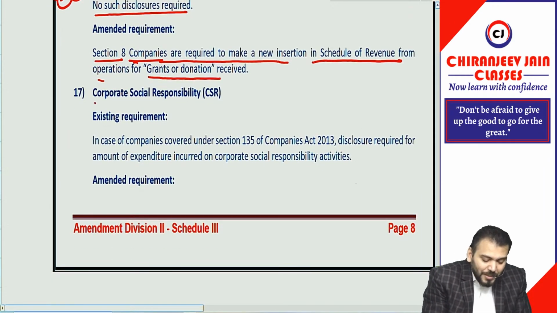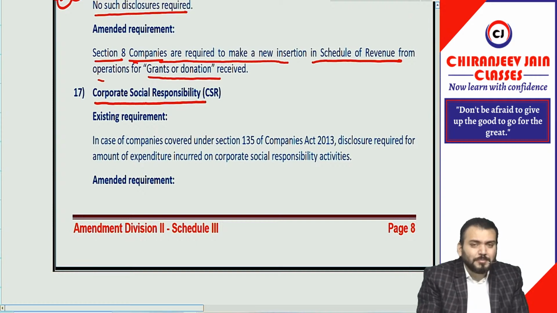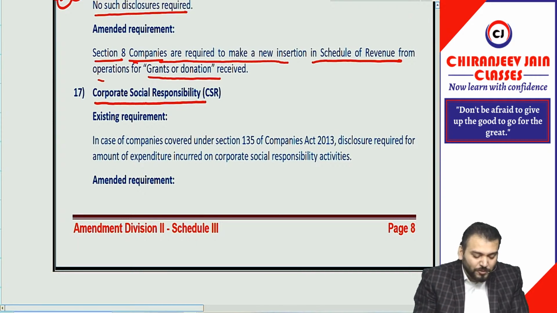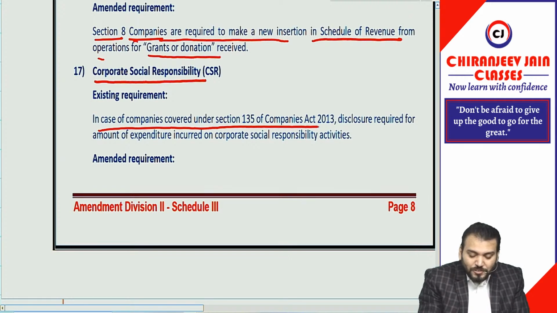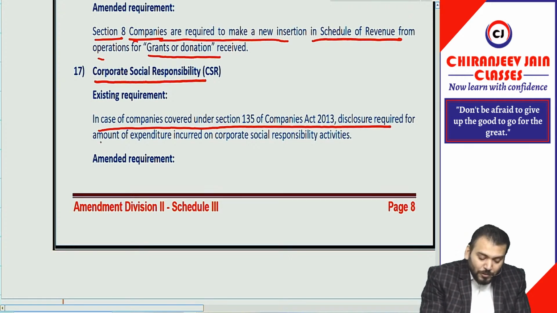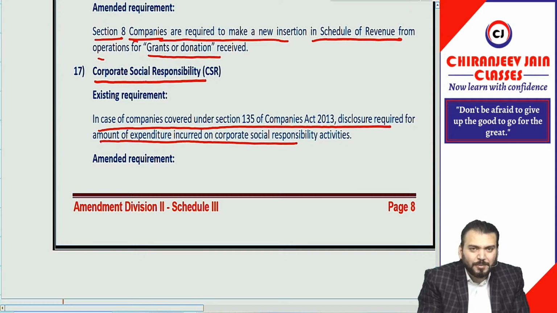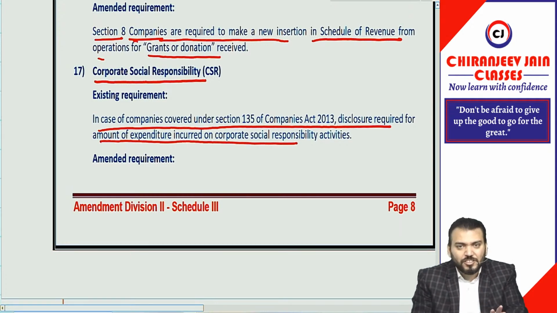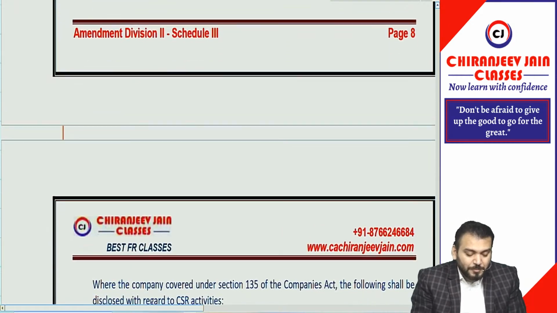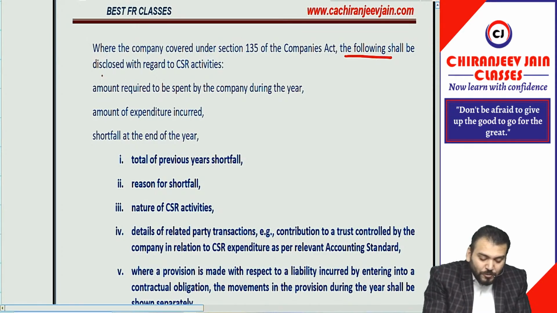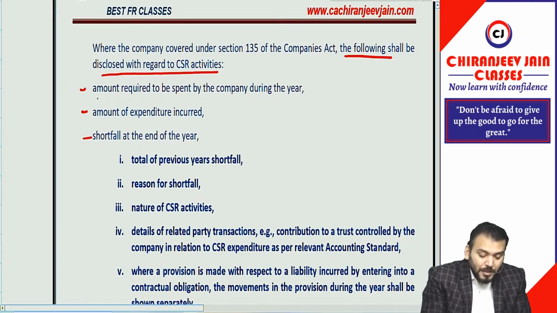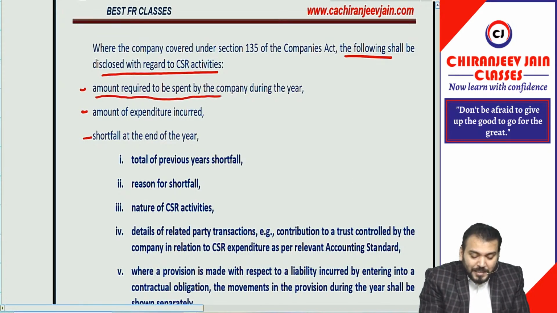Yes, sir. Then CSR means corporate social responsibility. As per the previous requirement, in case of companies covered under Section 135 of the Companies Act 2013, we used to disclose only the amount of expenditure incurred on CSR activities. But now they require the following disclosure. The following shall be disclosed with regard to CSR activities. Point number one. There's some misprinting.